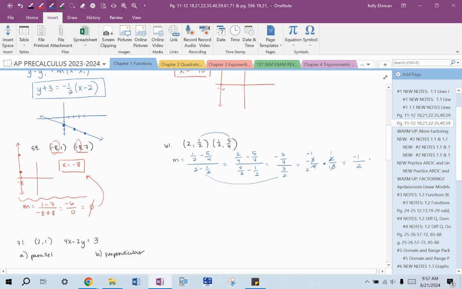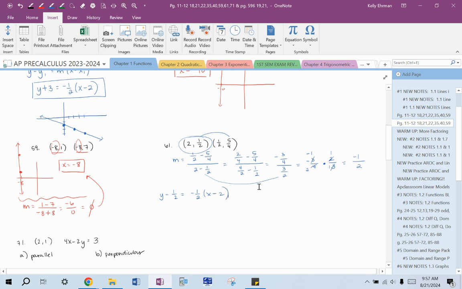So this is the slope. The directions were write the slope-intercept form if possible. So you can pick either one of these points to start with. I'm going to go with the one that doesn't have as many fractions. So I'm starting in point slope form. Y minus y1 is equal to the slope times x minus x1.